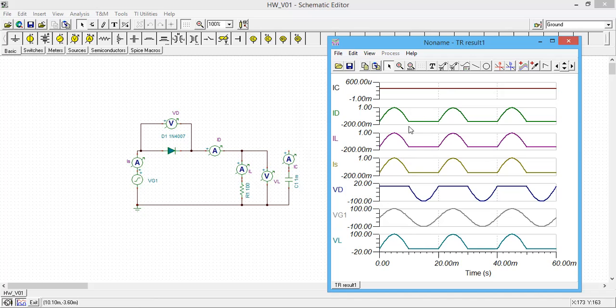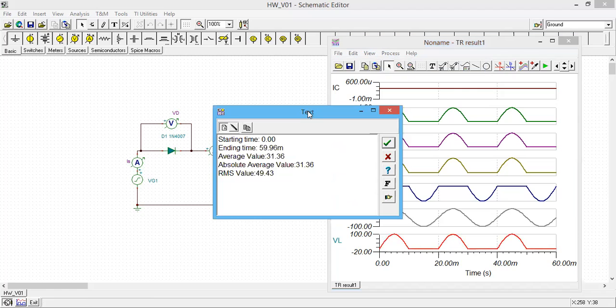Now I'm going to show you how to get the average and RMS voltage from this waveform, right? So let's take a look at the average and RMS voltage of the output voltage. You need to just click on this waveform, right? Just click on this VL, which is the output voltage. Then you have selected this waveform. Go to process, get the averages, right?